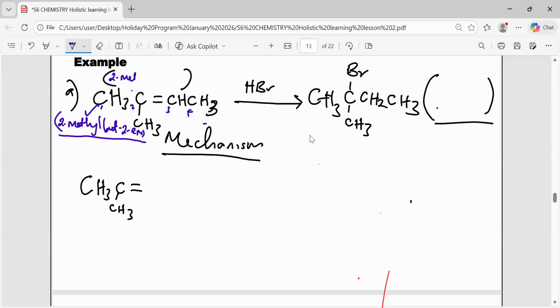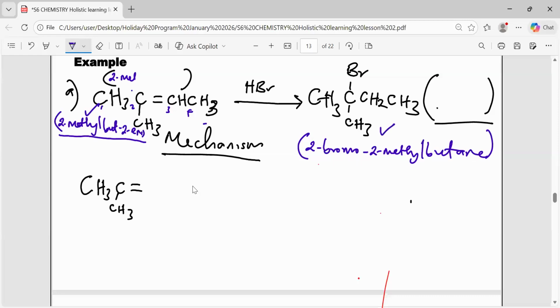And then the product? 2-bromo-2-methylbutane. Very good. Yeah, that is nice.